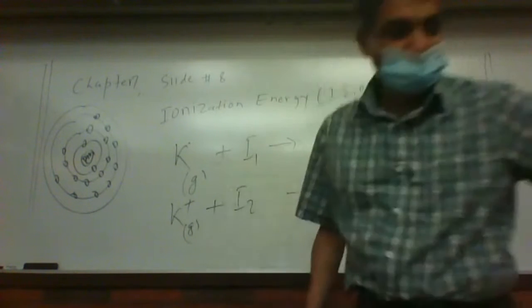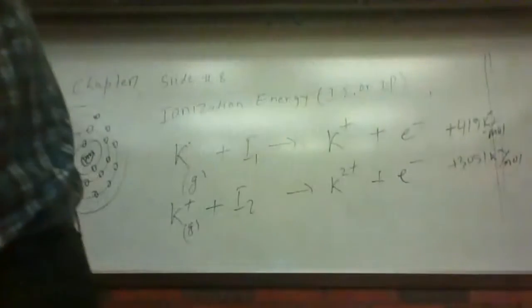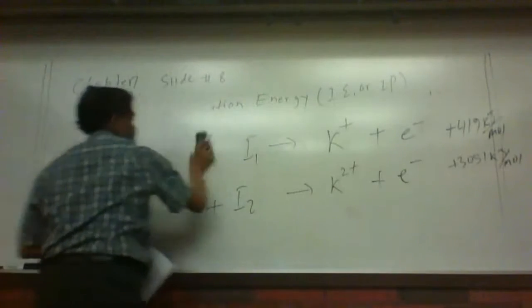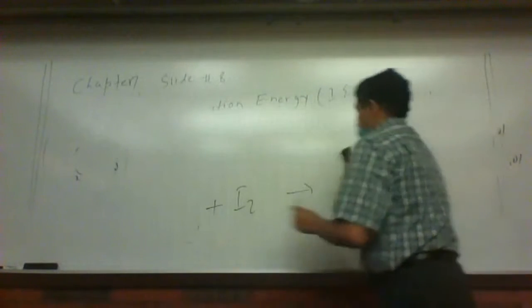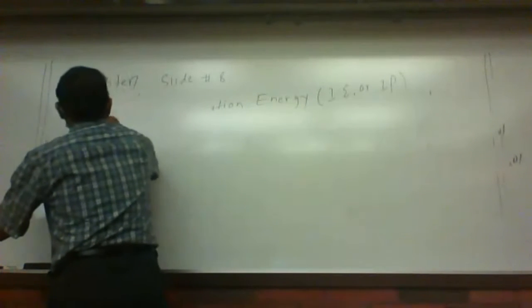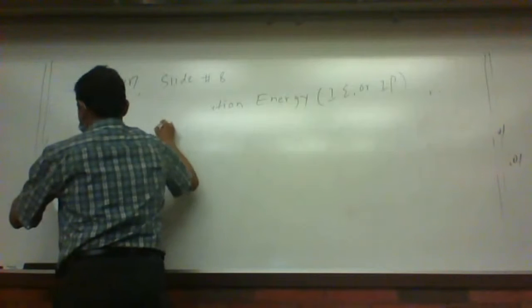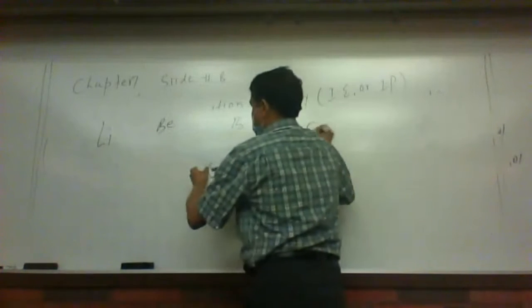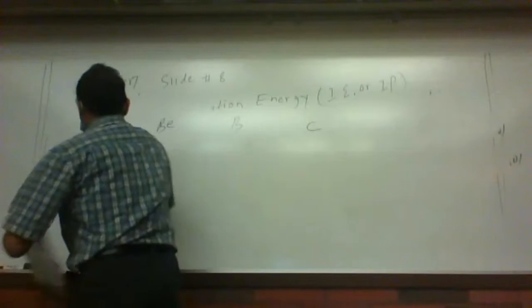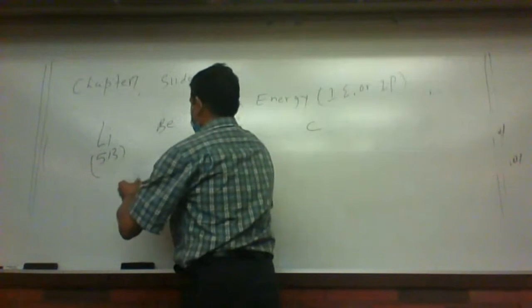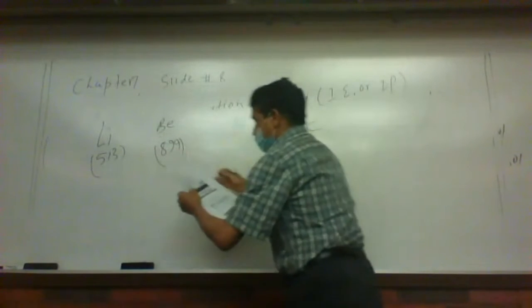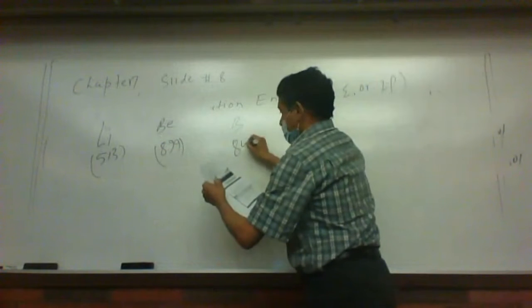Now, the periodic trend of ionization energy. Let's talk about the periodic trend. This is from the last class. If you see here, lithium is here, and beryllium is here, boron is here, carbon is here. To remove the first electron from lithium, it takes 513 kilojoule of energy. To remove the electron from beryllium, it takes 899 kilojoule. To remove the electron from boron, 801.